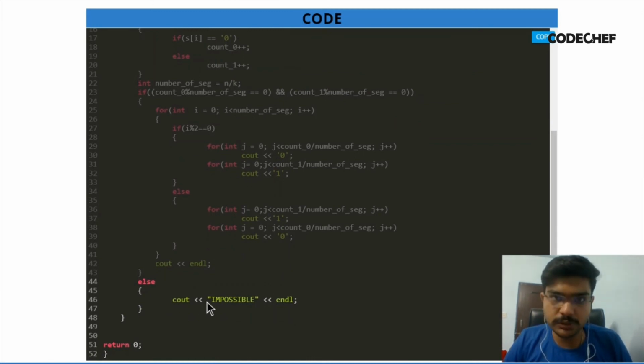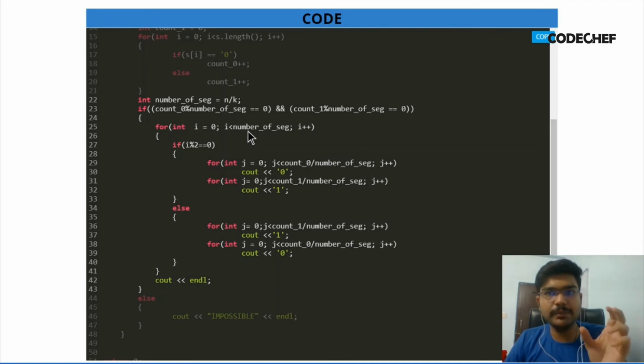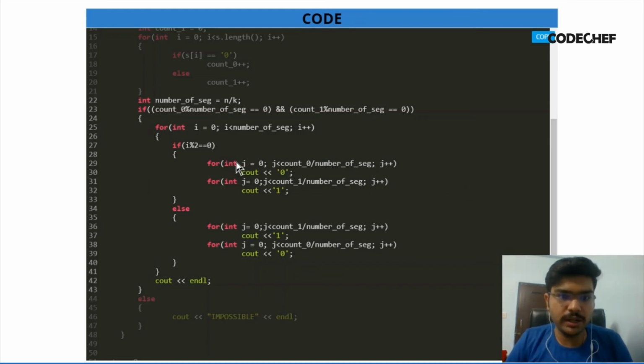Alright, so what was the process of making a lexicographically smallest string? For i equals 0 till i is the number of segments, for each segment, if the segment is even, we'll print the number of zeros first and then the number of ones. And if the segment is odd, we'll print the number of ones first and then the number of zeros. So we are checking first if the segment is even, so if i modulo 2 equals 0, that means it is even.